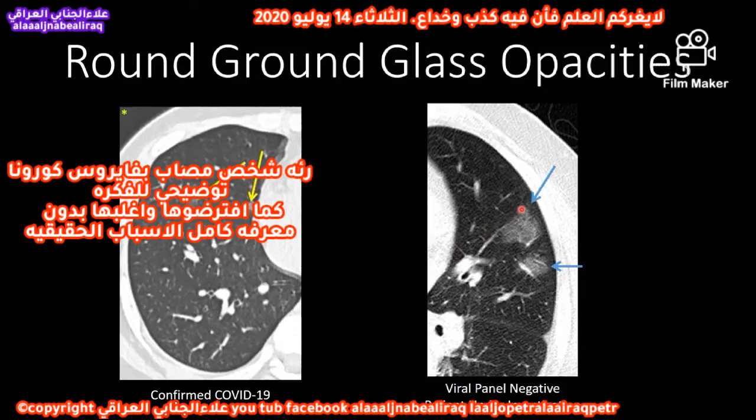Here we have a patient presenting with fever and respiratory symptoms who had a flu negative and traditional viral panel negative PCR and is therefore under investigation for COVID-19 infection. And we can see these ill-defined ground glass opacities with a rounded morphology in the periphery of the left upper lobe.